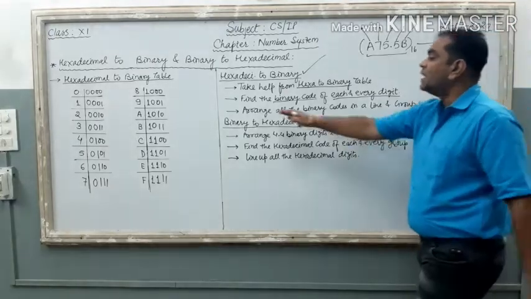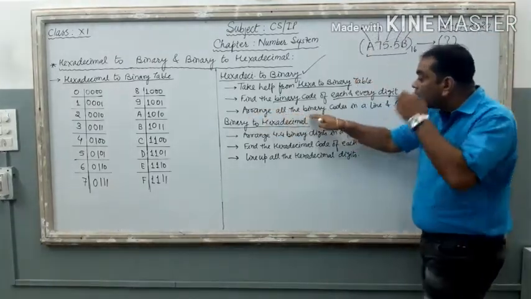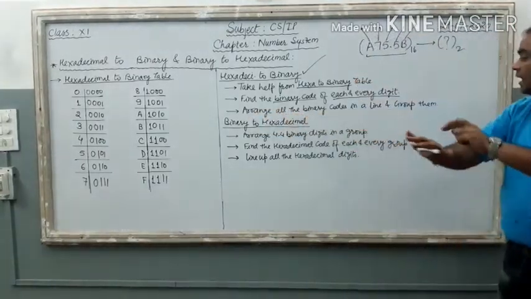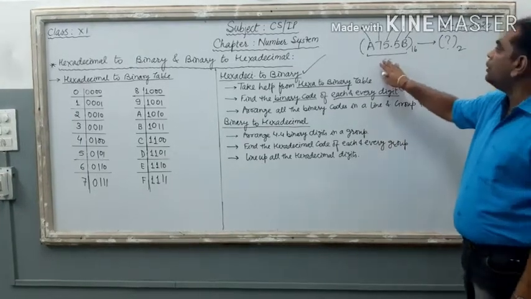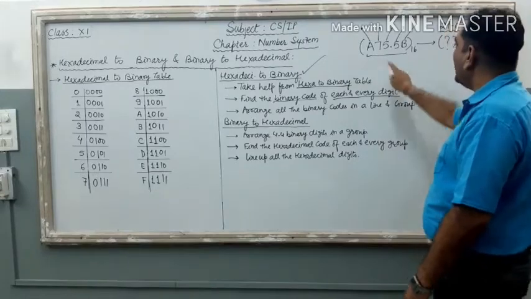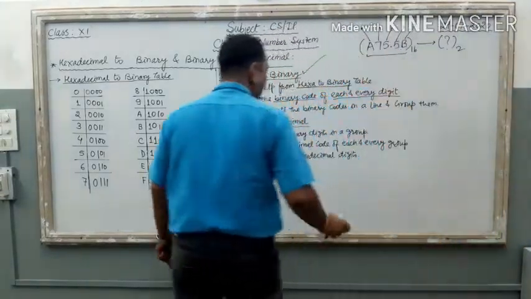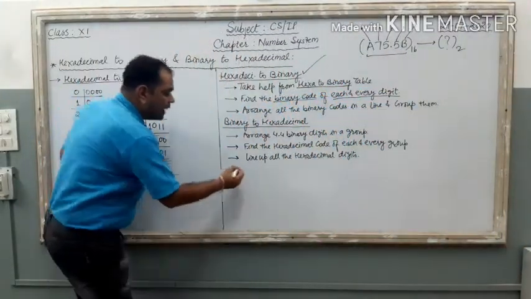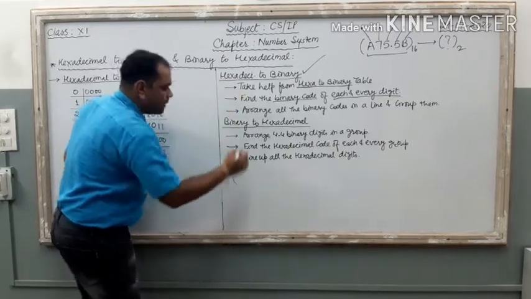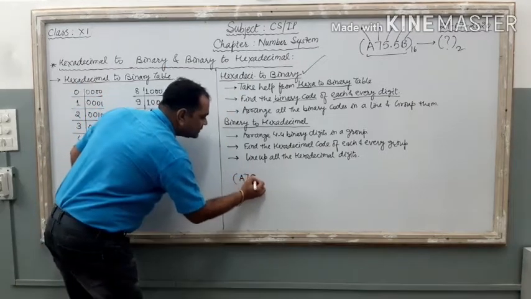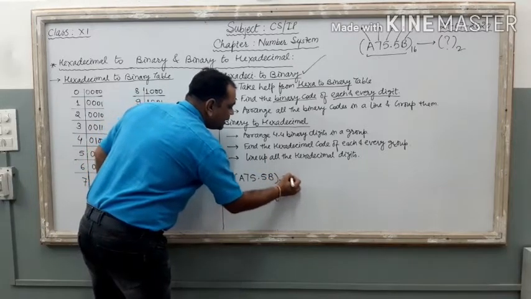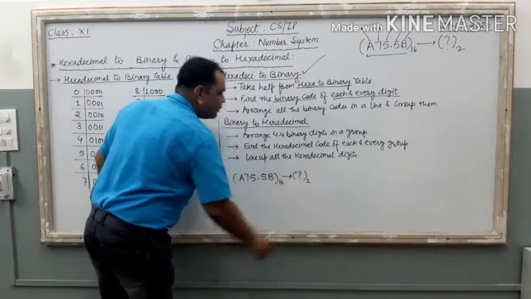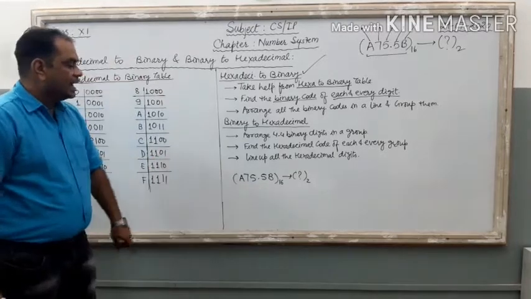Now come towards the third point. Arrange all the binary codes in a line and group them. Clear? If we take the same example, A75.5B, it is a hexadecimal value, and how can we convert this value into binary? Just take this one, A75.5B, with base 16. Now we are going to convert it into binary.